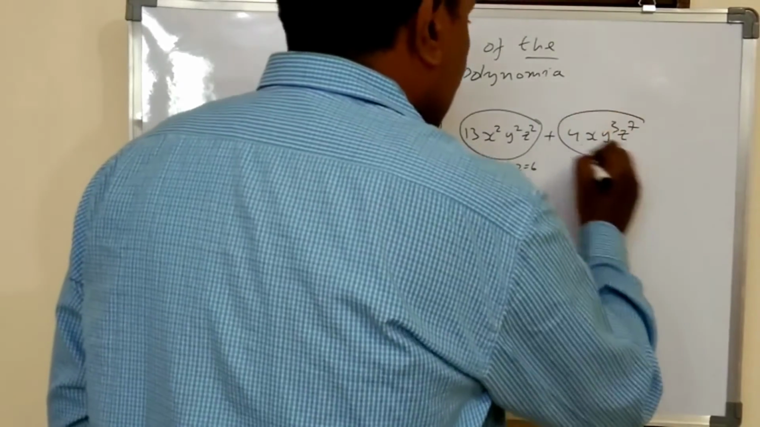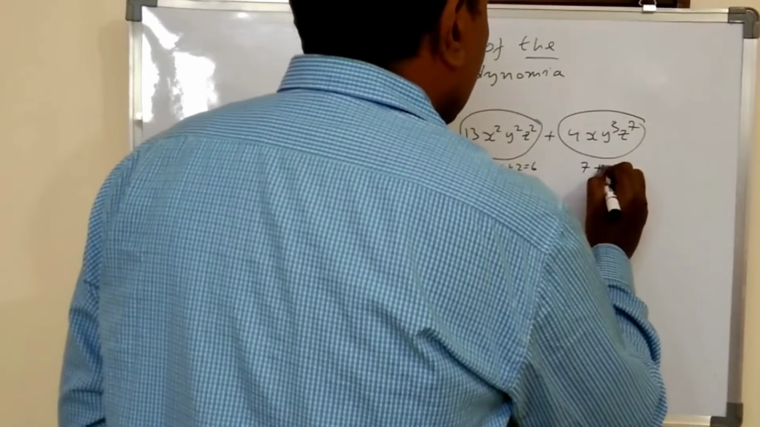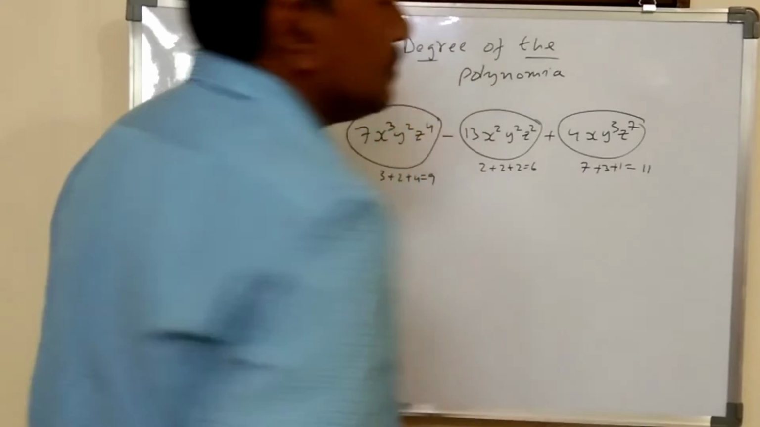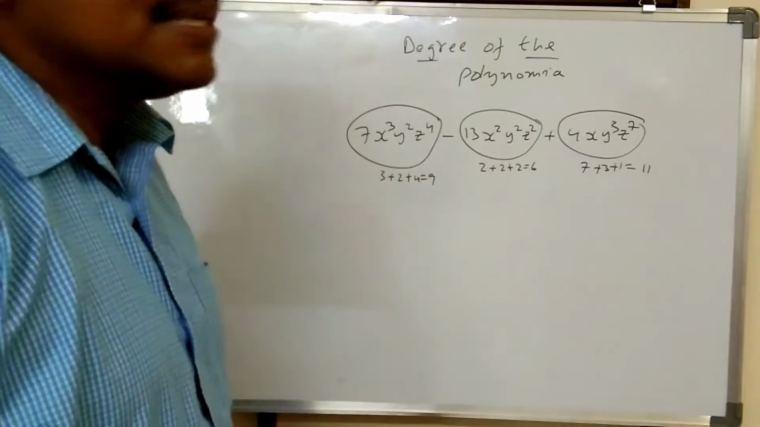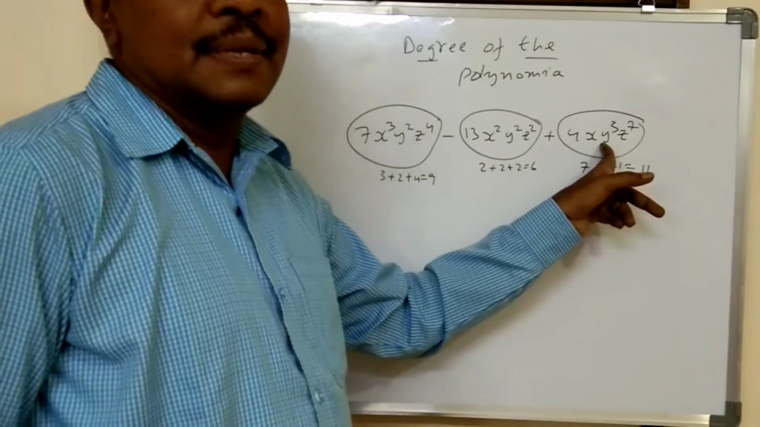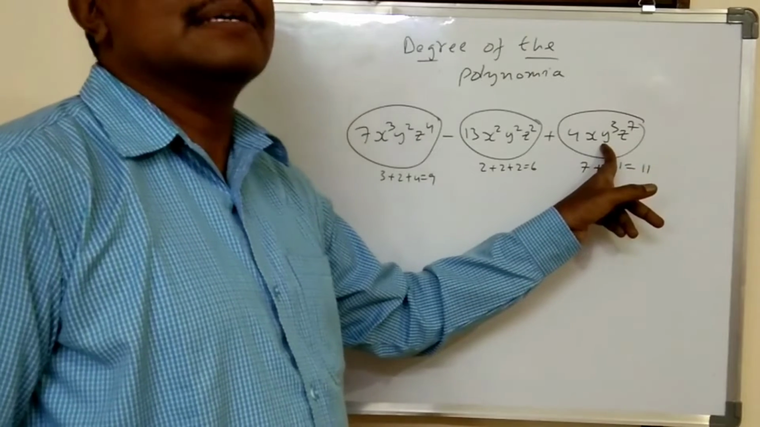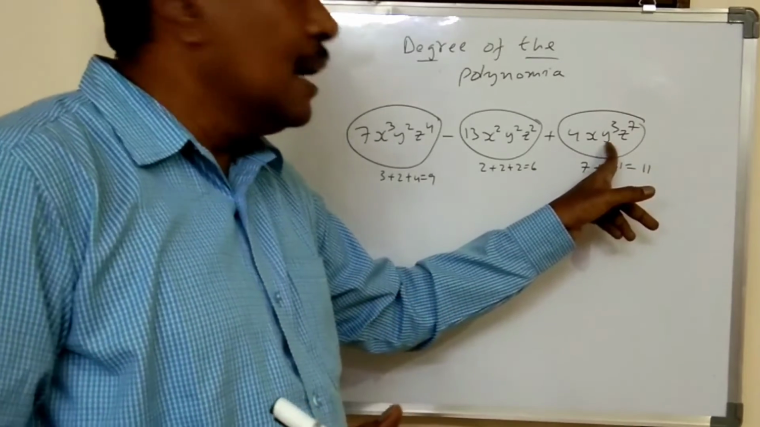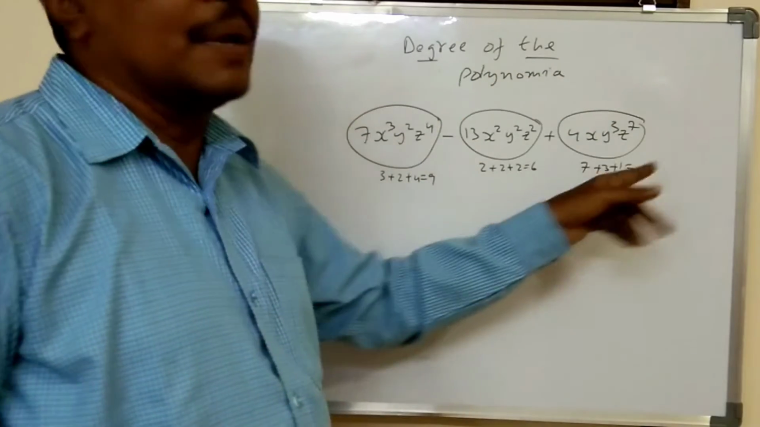What is the degree of this term? 7 plus 3 plus 1, which is equal to 11. Which term has the highest degree? The third term. This term has the highest degree. The term having the highest degree will be the degree of this entire polynomial.